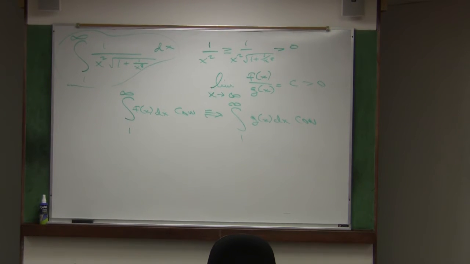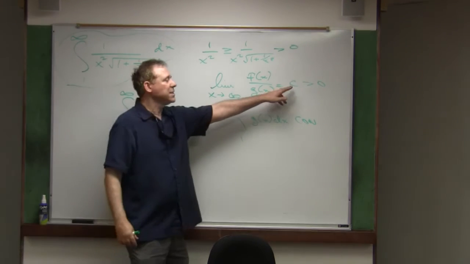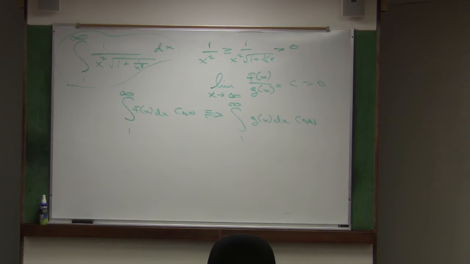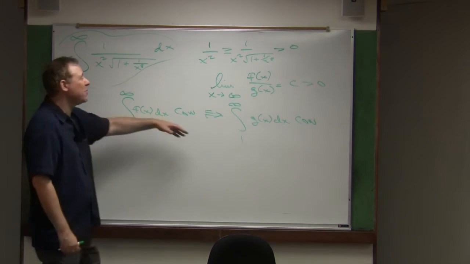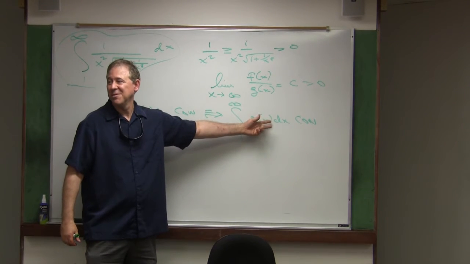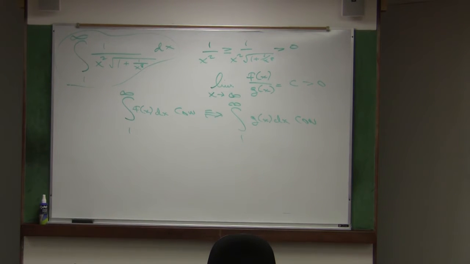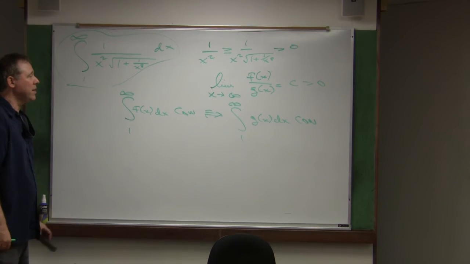And the intuitive way to think about this is that, let's say c is 5 or something. That says f has roughly 5 times as much area under the curve as g. So if this is a finite number, well, this is a finite number too. That's a way of thinking about this.